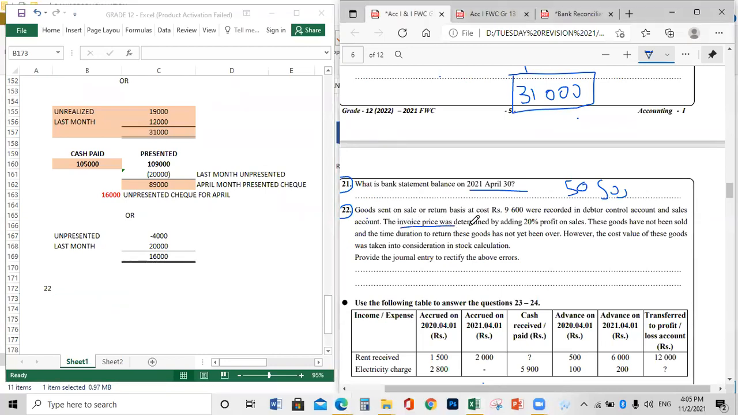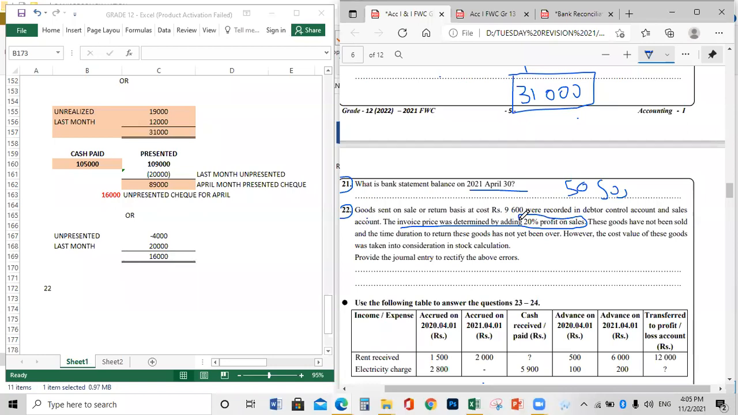Yes, on sales. When they use the word on sales, it's margin. If it's markup, they will use the word on cost. If it is markup, they will say profit is calculated on cost. If it is margin, they will say profit is calculated on the sales value.